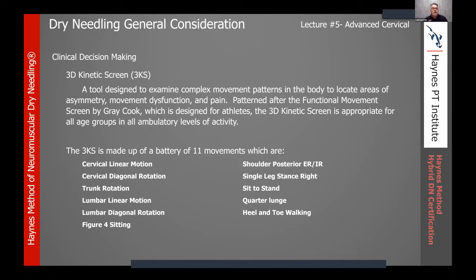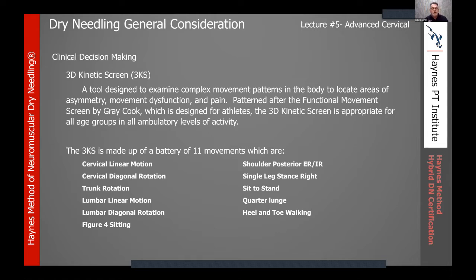Further down the chain, we'll look at lumbar linear motion, lumbar diagonal rotation, figure 4 sitting, the shoulder posterior external and internal rotation. We'll look at a single leg stance. We'll look at the sit to stand test. We'll look at a quarter lunge, and then we'll look at heel and toe walking.